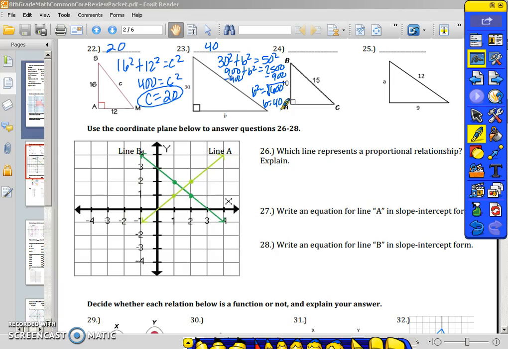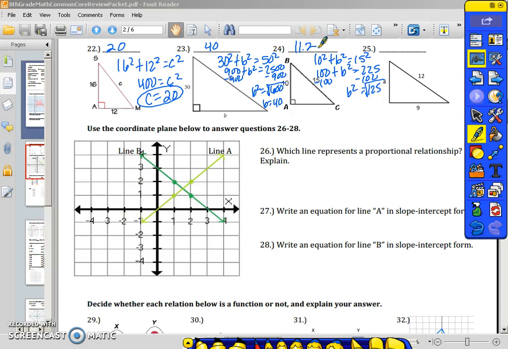For number 24, 10 squared plus B squared equals 15 squared. 100 plus B squared equals 225. Subtract 100. B squared equals 125. And the square root of 125 is 11.2.